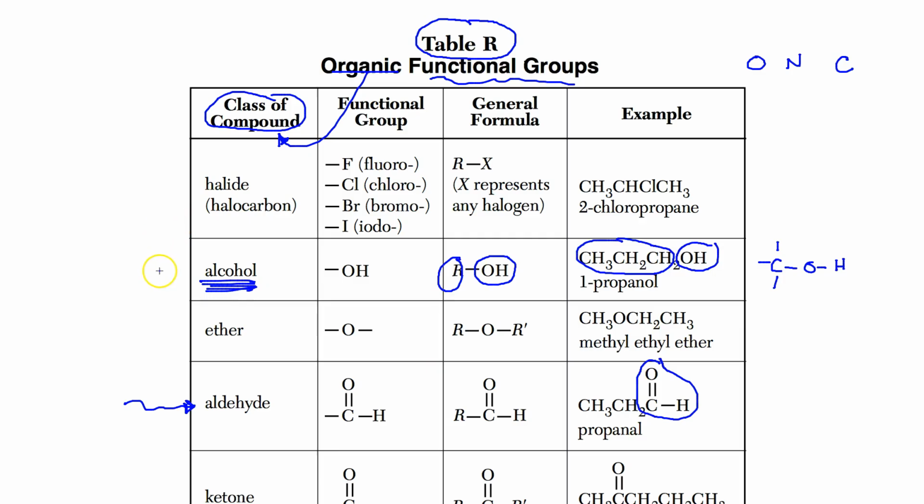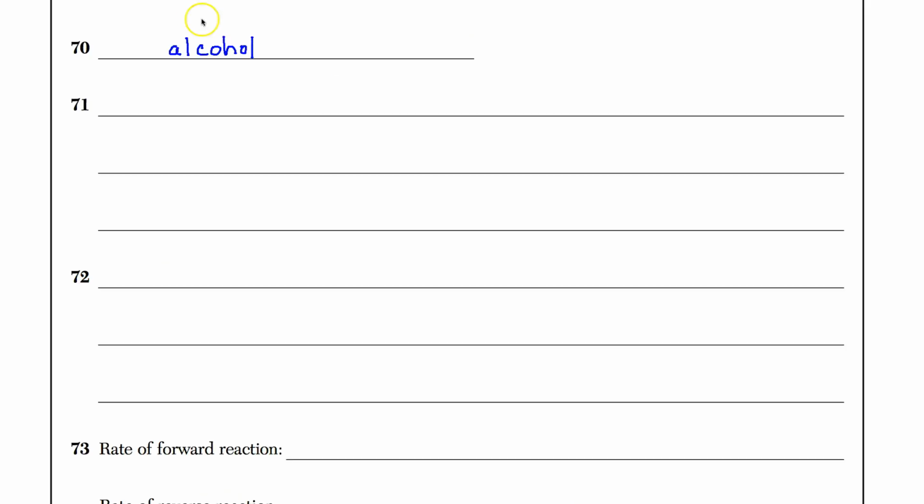In fact, if you remember earlier in this same Part 2, we used Table R to name 2-butanol. We had to go to Table R to get what the -ol ending was, and it was an alcohol. So this is not our first time using alcohol in this test. Interestingly enough, they used alcohol again. So this is an alcohol if you have an OH covalently bonded to some carbon or hydrocarbon chain. So alcohol is what we're writing in our answer booklet for number 70.